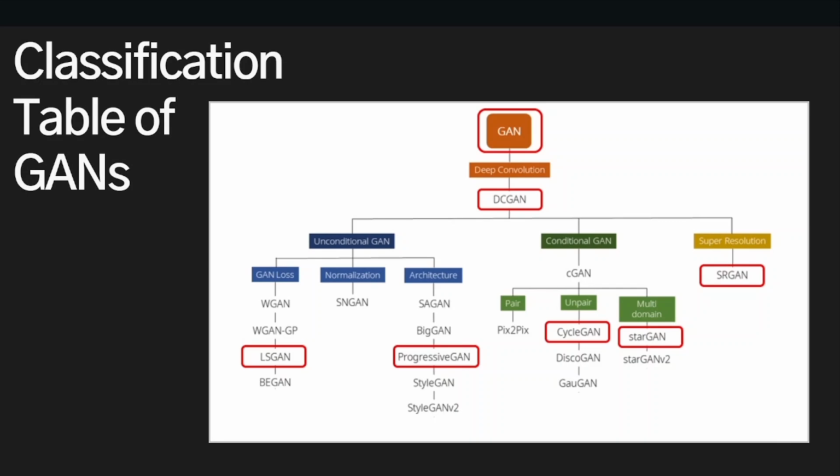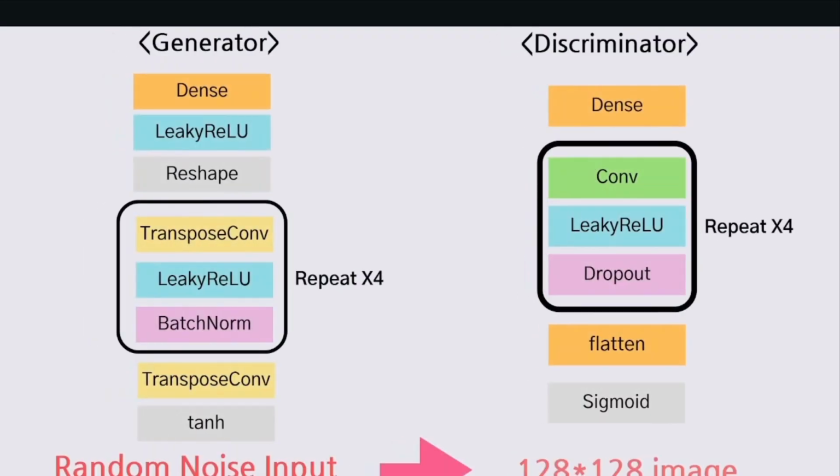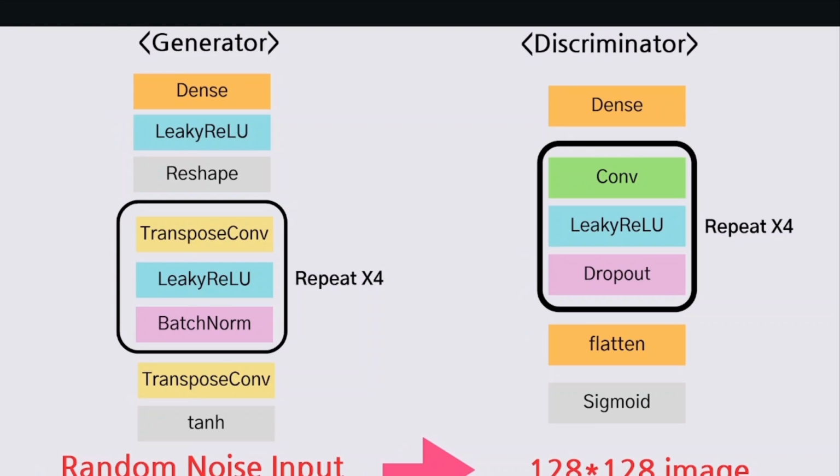There are various types of GANs. For example, there is DCGAN, which is a deep convolutional GAN, and other types like unconditional GAN, conditional GAN, and super resolution GAN. We implemented a basic DCGAN. The structure of the model is as follows.